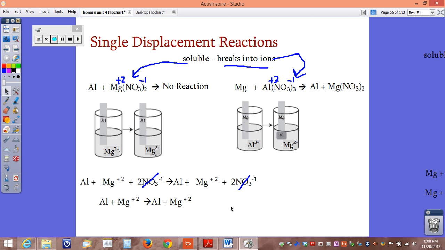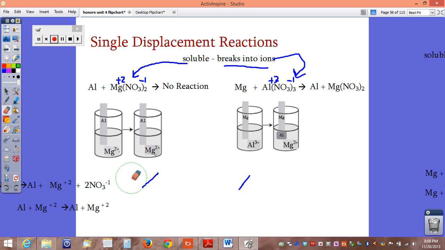Over on the right-hand side, where we do have a reaction, the magnesium is going to stay as a metal form together, but aluminum nitrate is going to break apart. And we get the following. Magnesium plus the aluminum ions that we saw above, and 3 of the nitrates over here. And then it's going to form as a product aluminum, the metal, and the magnesium nitrate breaks up, because it is soluble, into magnesium and nitrate.